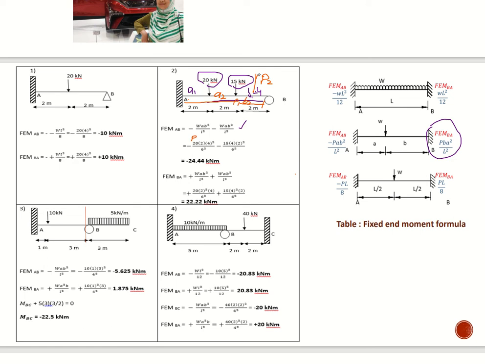This is P1 and this is P2 side. Then we operate this, and then we get the fixed end moment at the left side. While the right side, we also use this formula at the right side, and then we put the value of each formula, and then we get the fixed end moment at the right side.